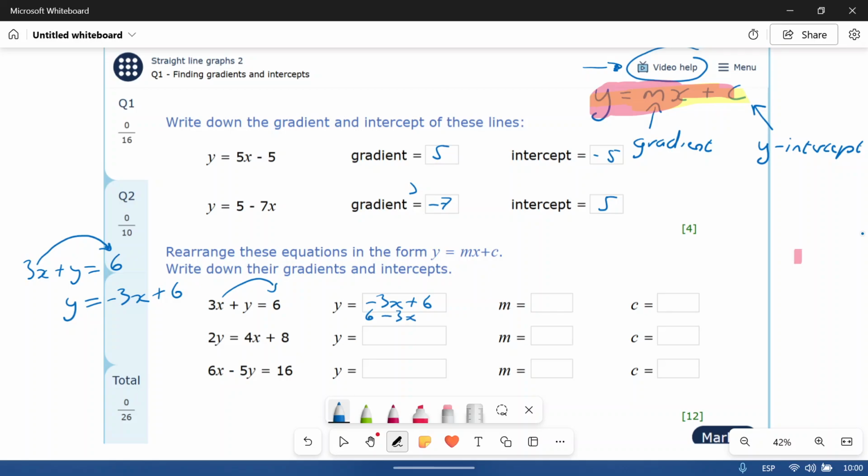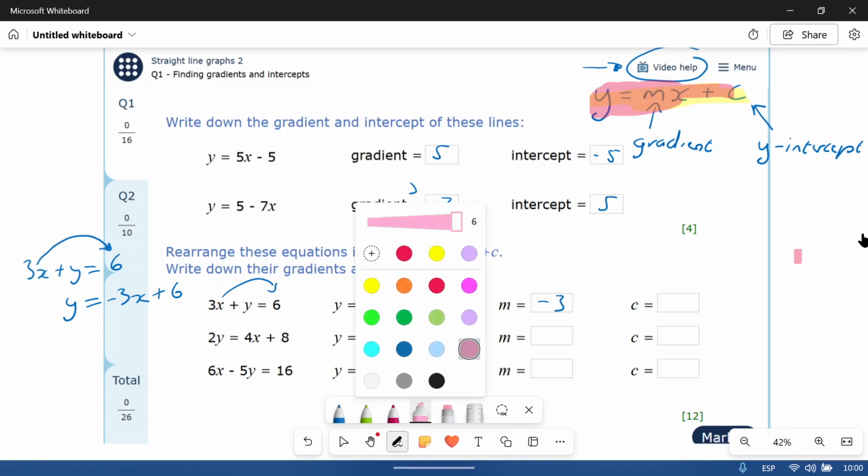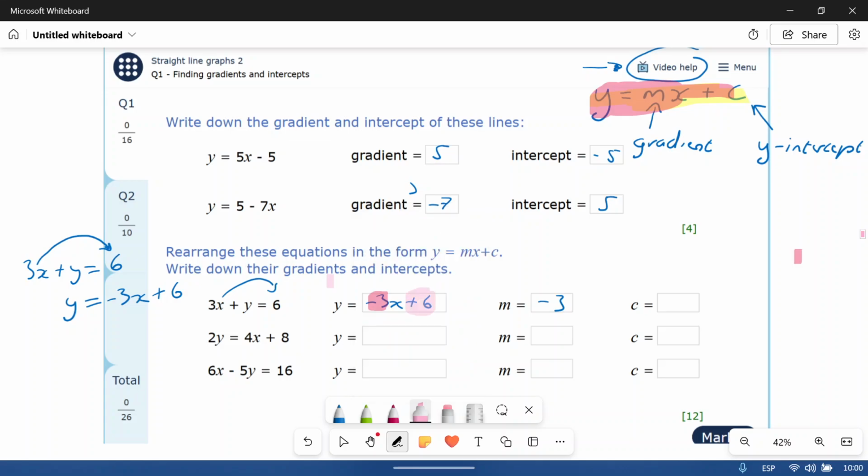Then, of course, the thing in front of the x, that is the m, the gradient, and the thing at the back, the number, that is the c value, the y-intercept. It's a positive 6, you're going to have to put the plus. Do the same with the next one.